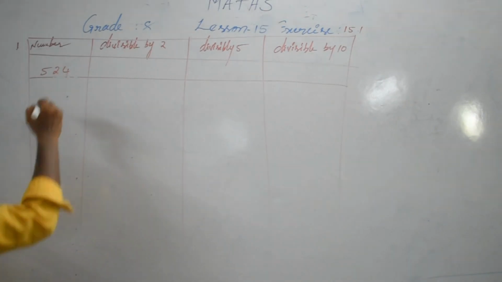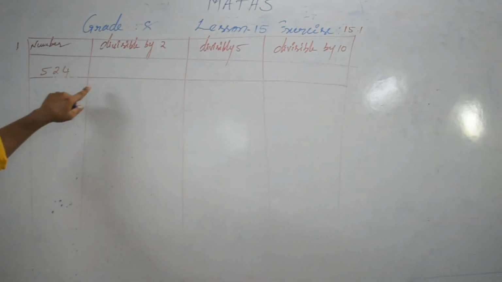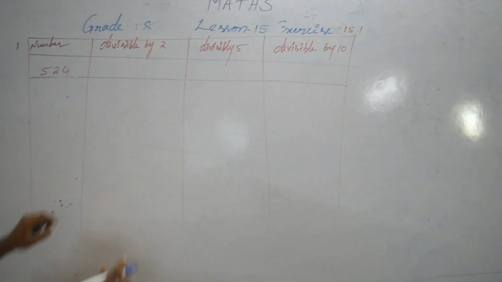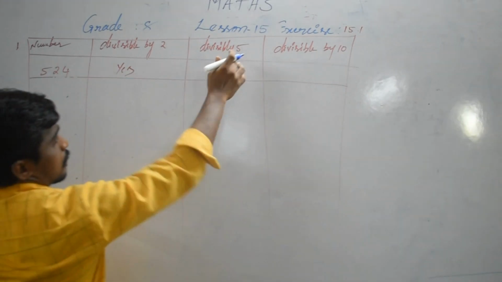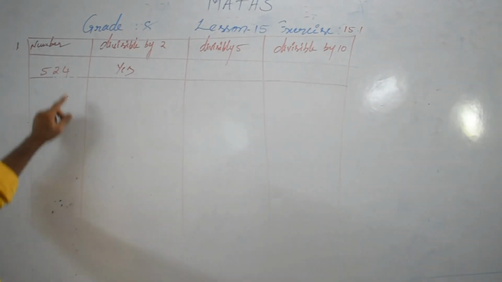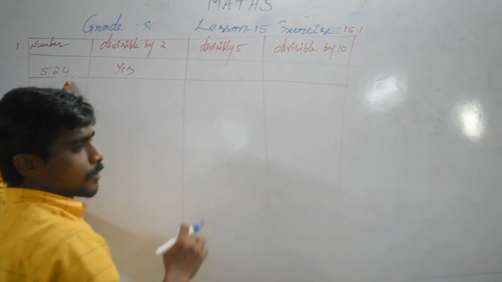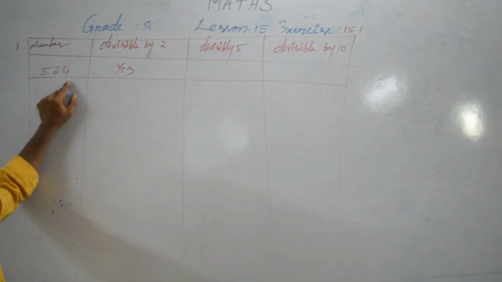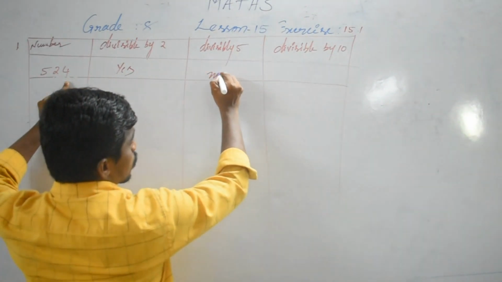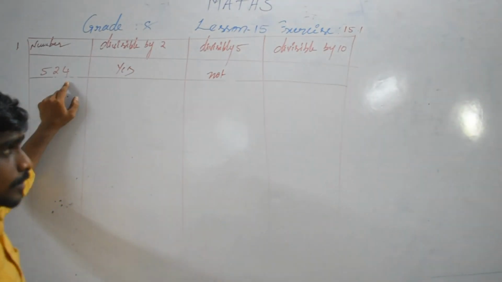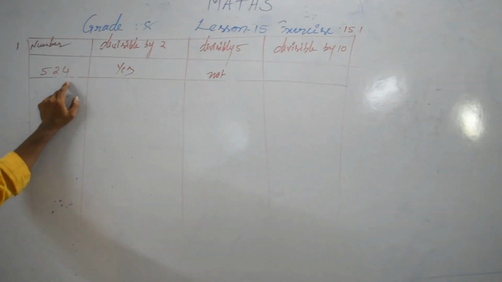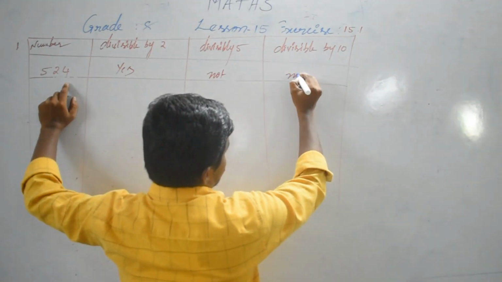524. Is this divisible by 2, yes or no? In ones place, an even number, so this number is divisible by 2. Yes. Divisible by 5, yes or no? What is the 5 divisibility rule? In ones place, 0 or 5. Here given 4, so this is not divisible. What is the 10 divisibility rule? In ones place only 0. Here not 0 in ones place, so this is also not divisible.